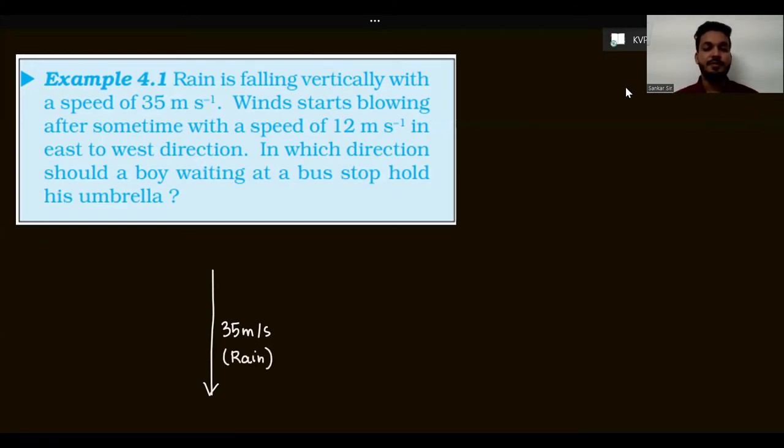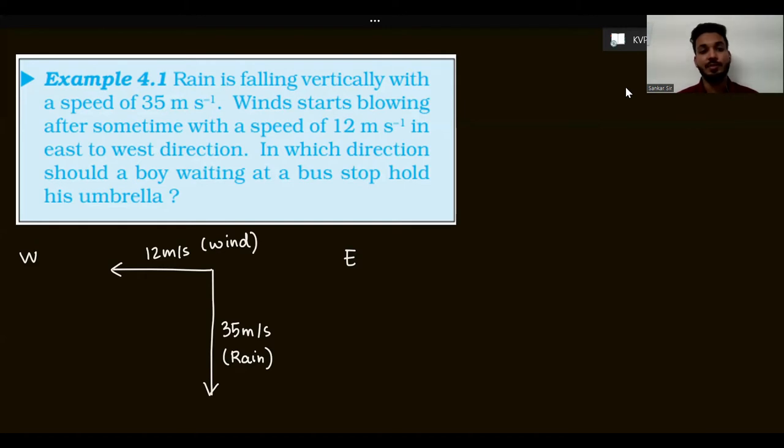Then usually we consider east on the right hand side, west on the left hand side. So wind starts to flow from east to west. That means this vector is going like this. Let's consider this as east, this as west. So this wind here is actually flowing from east to west direction with what velocity? 12 meter per second wind. If I want to find out the resultant, I have to find out this resultant.